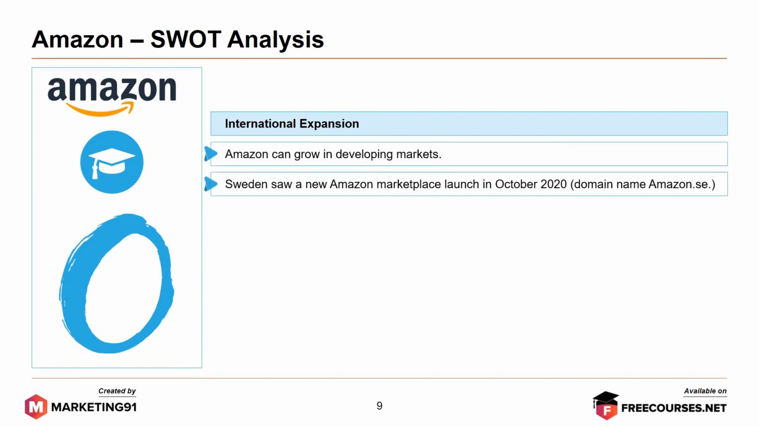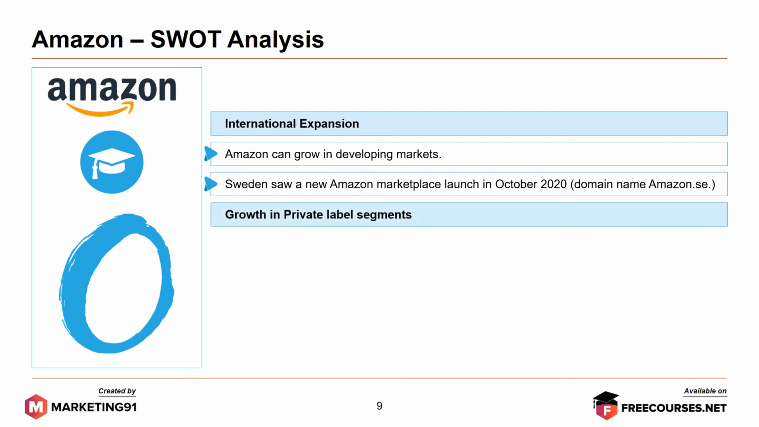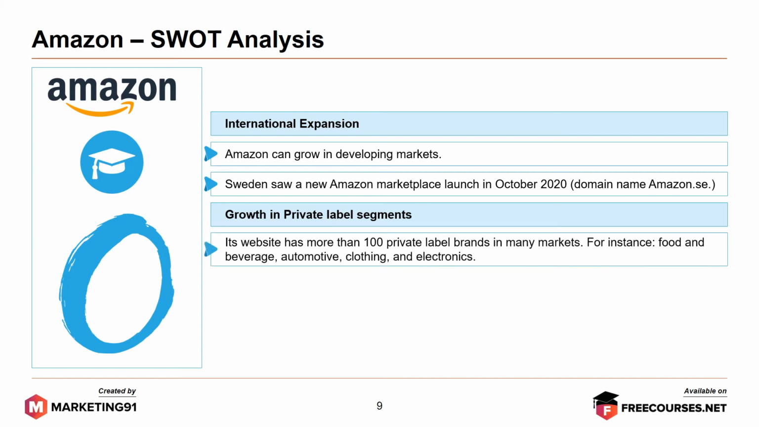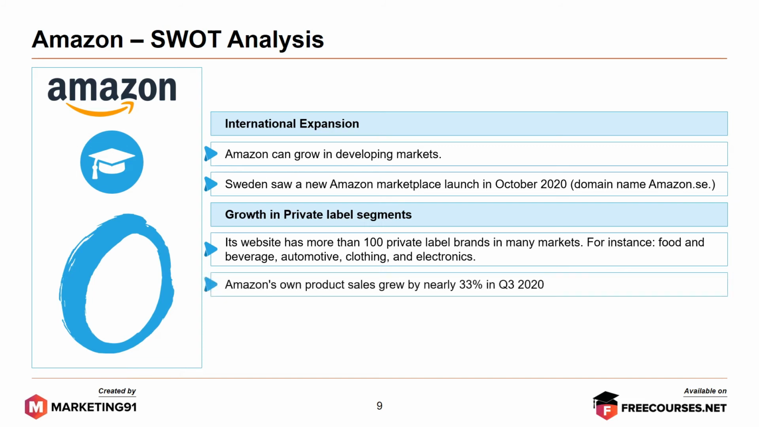Sweden saw a new Amazon marketplace launch in October 2020 with the domain name amazon.se. And the next opportunity lies in the further growth of its private label segments. Its website has more than 100 private label brands in many markets, for instance, food and beverage, automotive, clothing and electronics. Amazon's own product sales grew by nearly 33% in the third quarter of 2020.